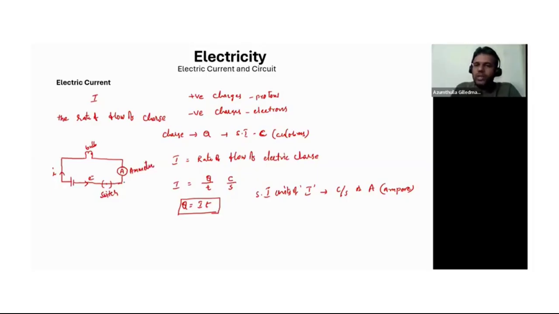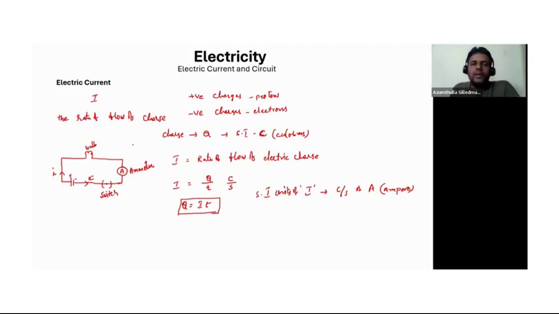So this is the full set of circuit. And if the switch is on, then the electrons will flow in this direction. That means the current is flowing in the opposite direction, that is from positive terminal of the battery to the negative terminal of the battery. So that is electric current.